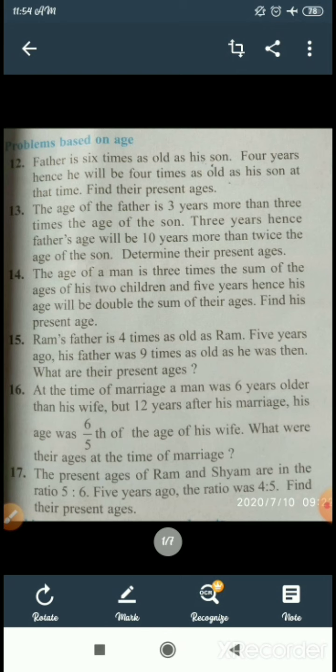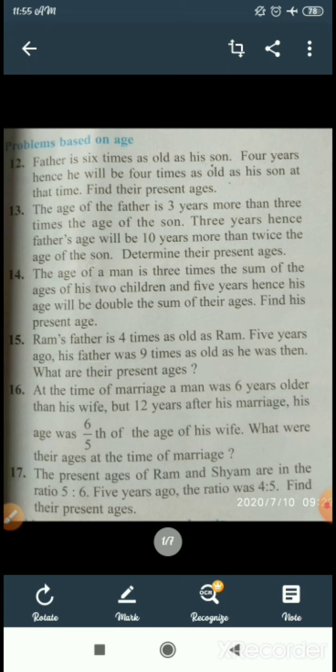What is question number 12? It is given: father is 6 times as old as his son. 4 years hence he will be 4 times as old as his son at that time. Find their present ages. Okay?